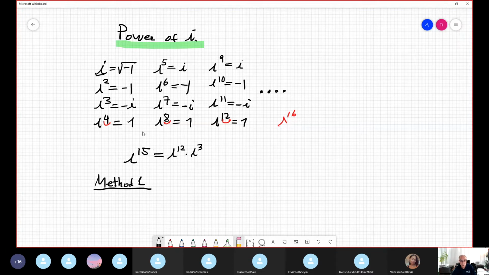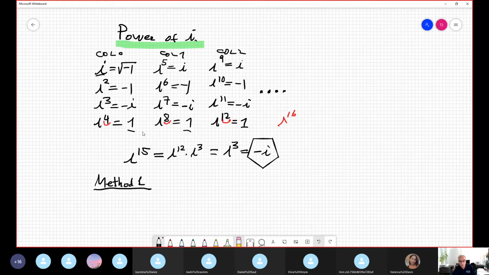Good. But I know that every exact multiple of 4 is 1. Look at that, 1, 1, 1. In my mind, I replace this for 1. But I know that I cubed, in my first column, column 0, column 1, column 2, is negative I. And it's the final answer. I to the 15 is negative I. That's method 1.